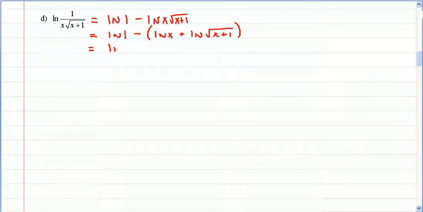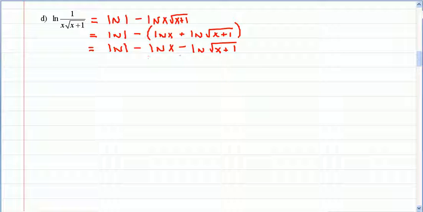And if I distribute that negative, the ln of 1 minus the ln of x minus the ln of the square root of x plus 1. If I did not separate these logarithms into 3, I would have to use the quotient rule and the chain rule together. So by separating them into 3 separate logarithms will make this problem easier when I take the derivative.